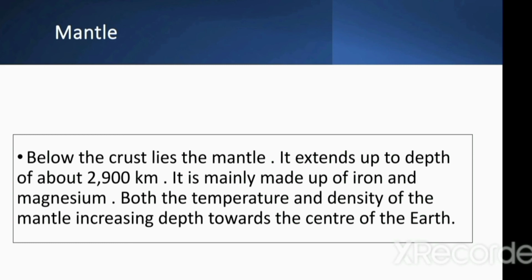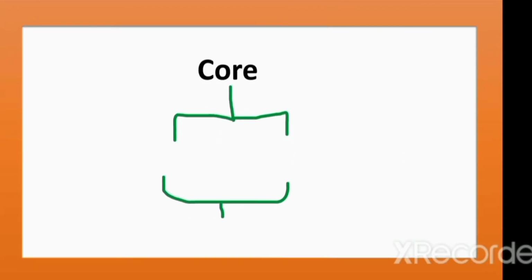After the crust lies the mantle. It is the second layer of the Earth. The depth of the mantle is 2,900 kilometers and it is made up of iron and magnesium. As we move deeper and deeper into the mantle, the temperature and density increase with depth towards the center of the Earth. Now let's learn about another layer of the Earth, which is the core.